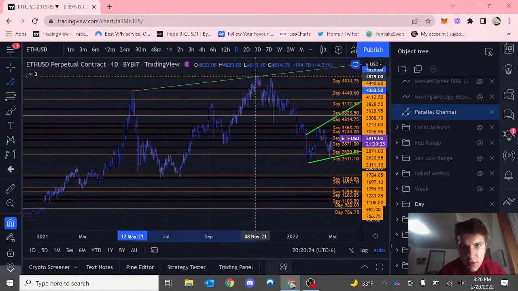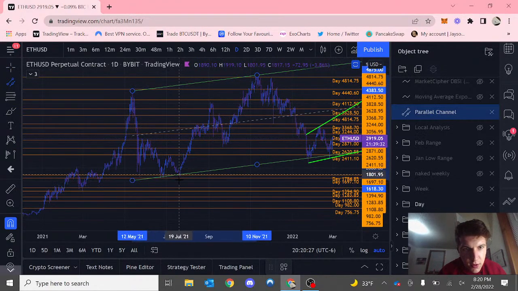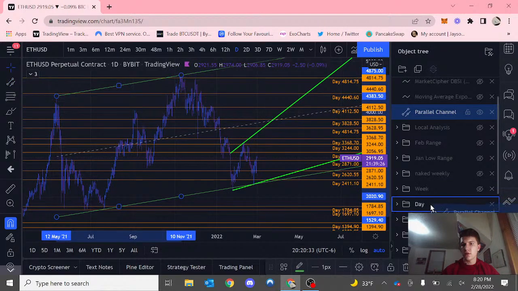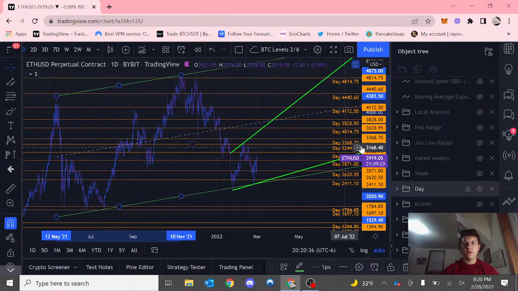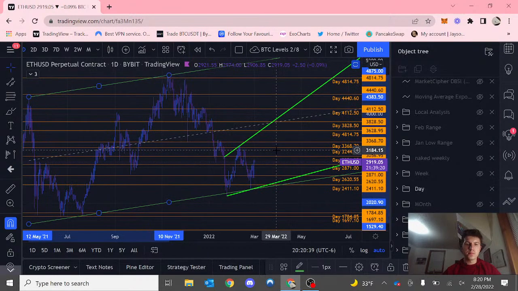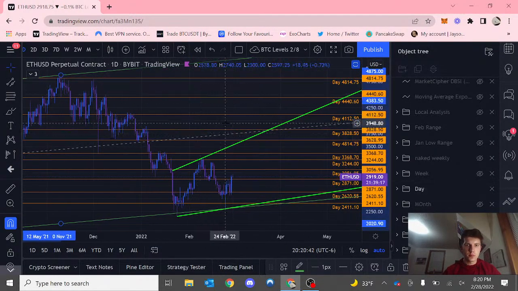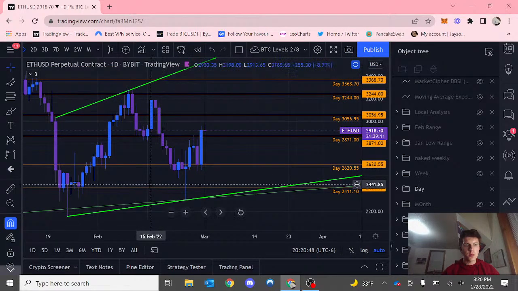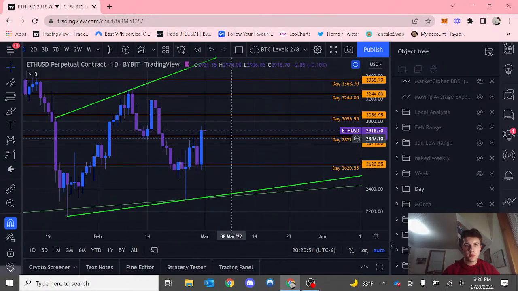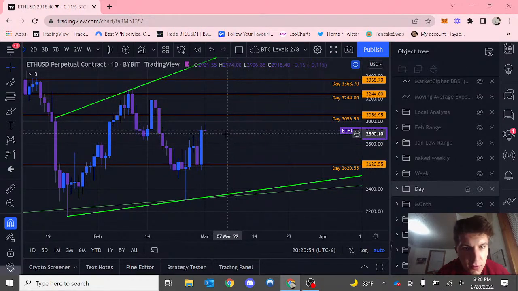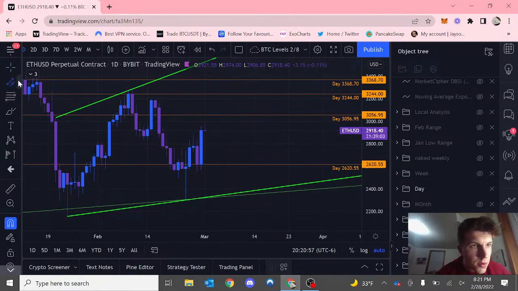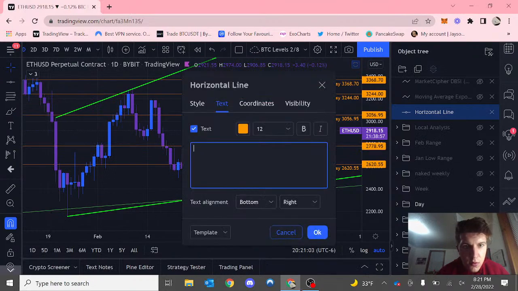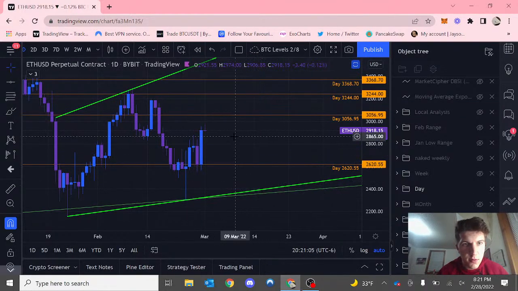So for this, I'm gonna connect the highs, then bring it to the lows. Alright, it respects it pretty well. Interesting. Alright. Can get rid of that. Get rid of this. Horizontal line. I don't know. I might delete that one.